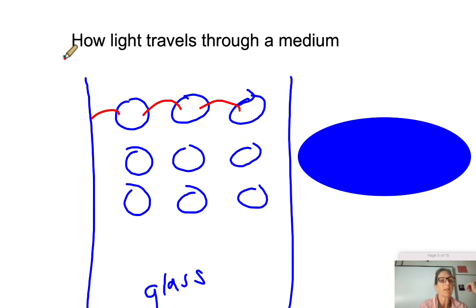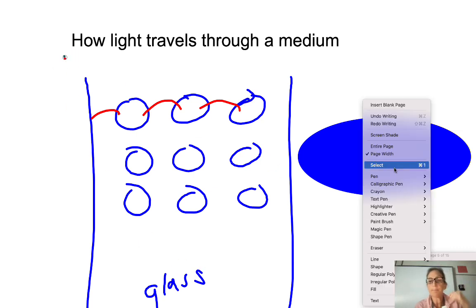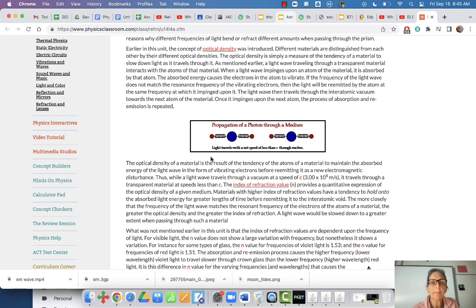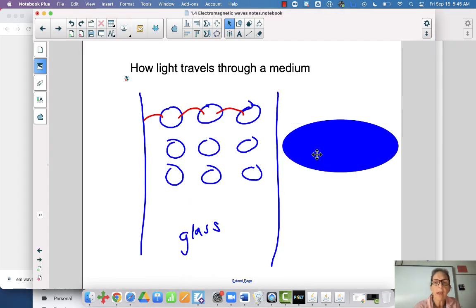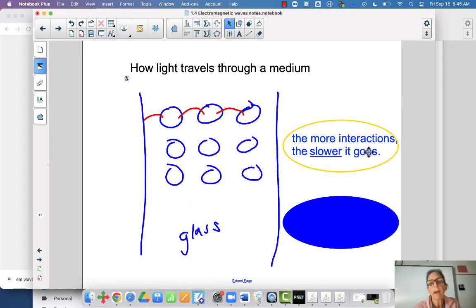Here's a little simulation to kind of think about what's going on here. So if we look in here, we have the light coming through the space, interacting with this model of an atom, being resent out, coming in, flying through that empty space, interacting, and moving on again. So what that means then is that the more interactions that the light has, the slower it will travel. And that has some implications for how light travels through a medium and what its speed will look like.